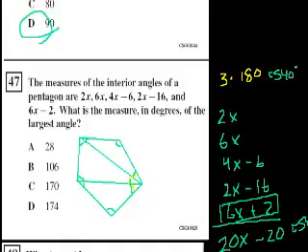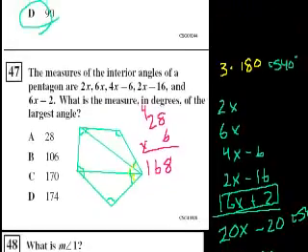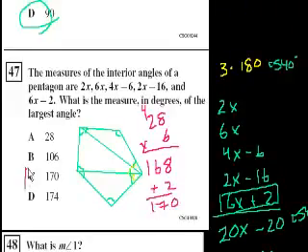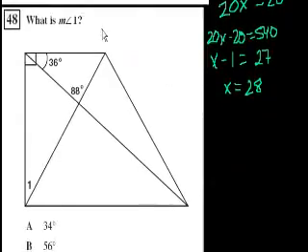So 6 times 28, what's 28 times 6? 8 times 6 is 48. 2 times 6 is 12, plus 4 is 168. So it's 168 plus 2. So plus 2, it's 170 degrees. Choice C. Problem 48. What is the measure of angle 1?